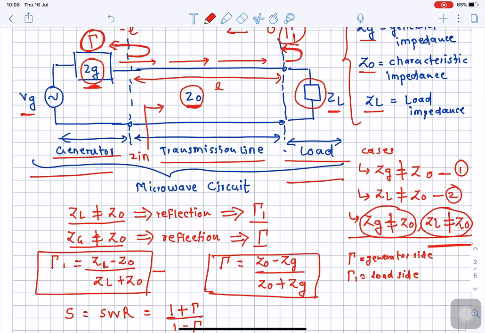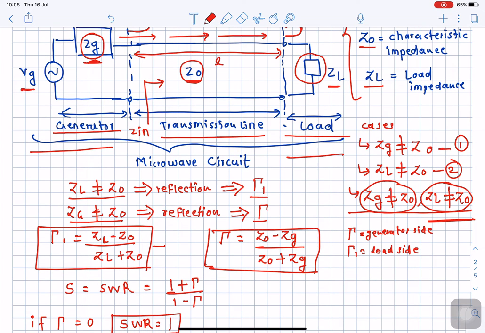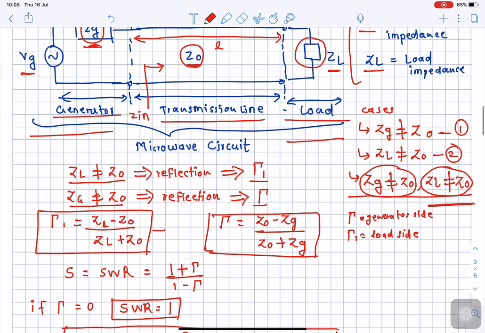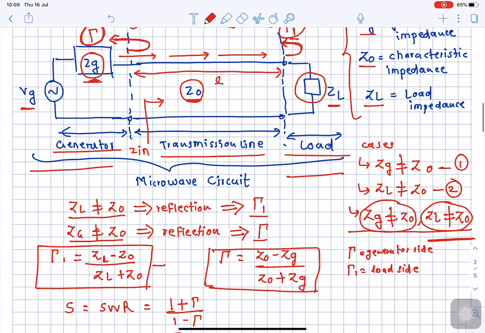So from your earlier understanding in RF circuit design subject, the reflection coefficient can be conveniently represented in terms of ratios of impedances, and the same is given over here. So how is gamma 1 given? The gamma 1 is the reflection because of load impedance mismatch with the characteristic impedance of the transmission line. It is given by this particular equation over here.